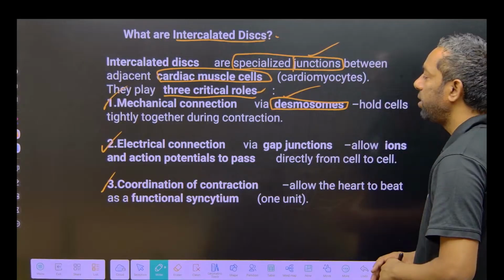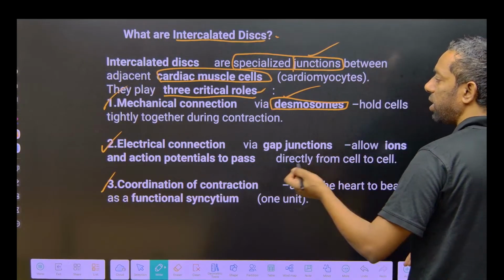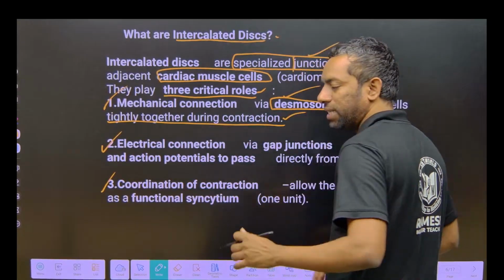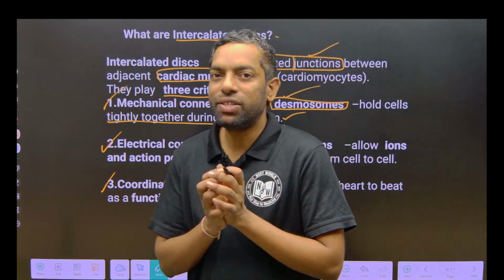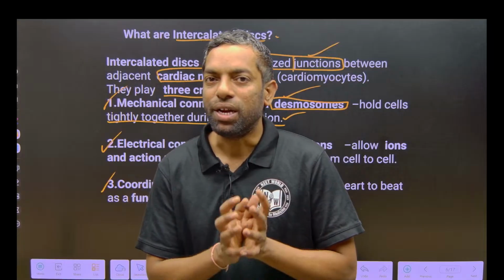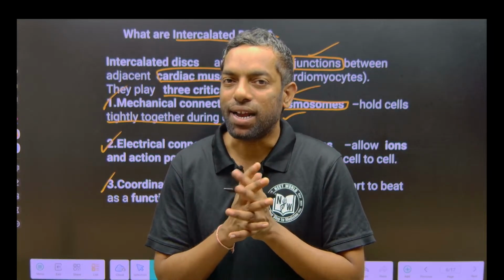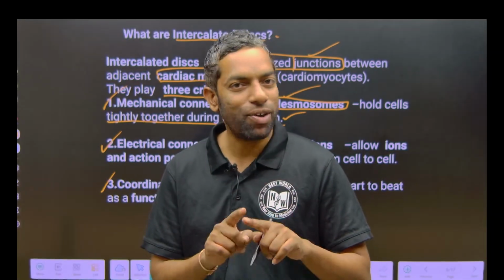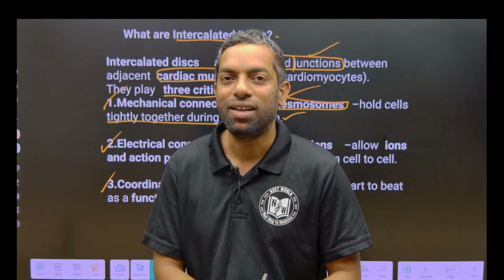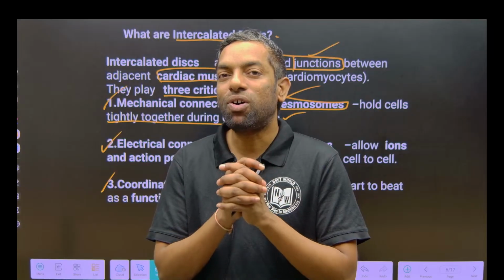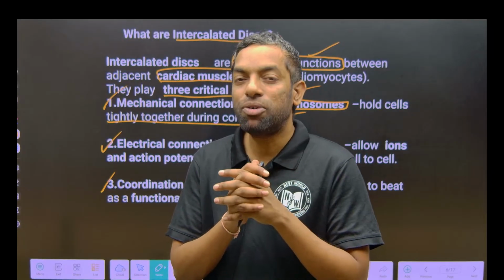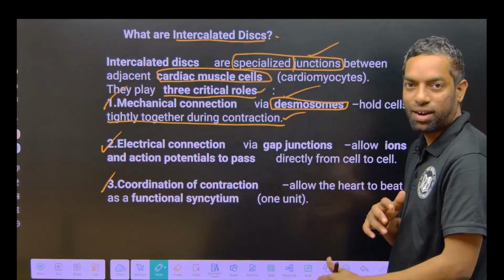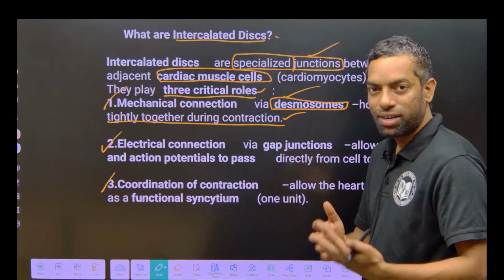Via desmosomes, they can hold cells tightly together during contraction. The muscle is always the mechanical chamber where the blood is pumped. It always contracts and relaxes, contracts and relaxes. Depolarization and repolarization take place in the cardiac muscle. The desmosomes are mechanically tied together with each tissue.